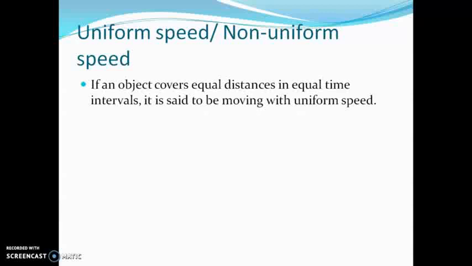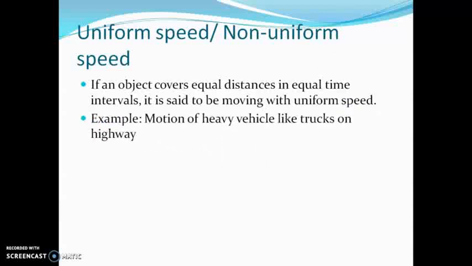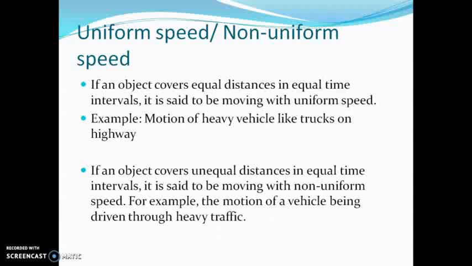If an object covers equal distance in equal time intervals, it is said to be moving with uniform speed. An example of uniform speed is the motion of heavy vehicles like a truck on a highway. If an object covers unequal distance in equal time intervals, it is said to be moving with non-uniform speed. For example, the motion of a vehicle being driven through heavy traffic.